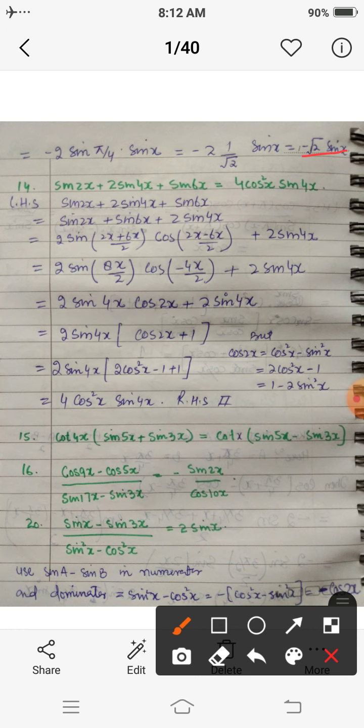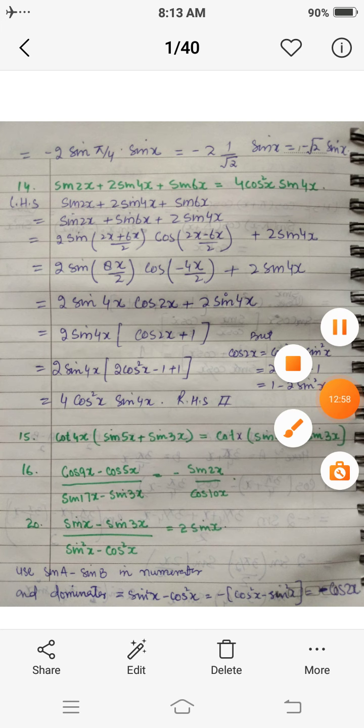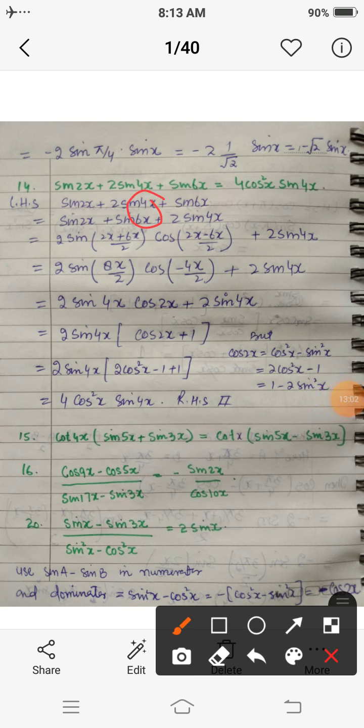Now the other one is sin 2x plus twice sin 4x plus sin 6x. We have to prove that this equals 4 cos square x sin 4x. Here in the LHS, we have sin 2x plus twice sin 4x plus sin 6x. Now this can be written as sin 2x plus sin 6x plus twice sin 4x, simply shifting this term to here. Now using sin a plus sin b, which is twice sin((a plus b)/2) into cos((a minus b)/2), because here a is 2x and b is 6x, plus twice sin 4x.